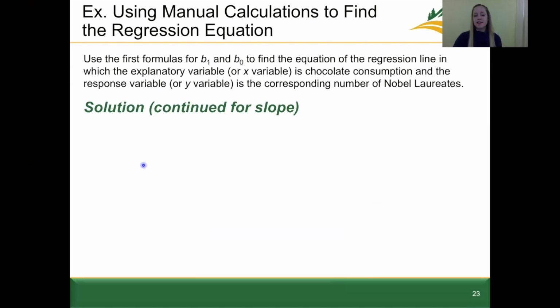So I did this all in Excel. You can also do different parts of this manually with a calculator. What you'll need for that is the same formula for the slope, so r multiplied by s subscript y divided by s subscript x.